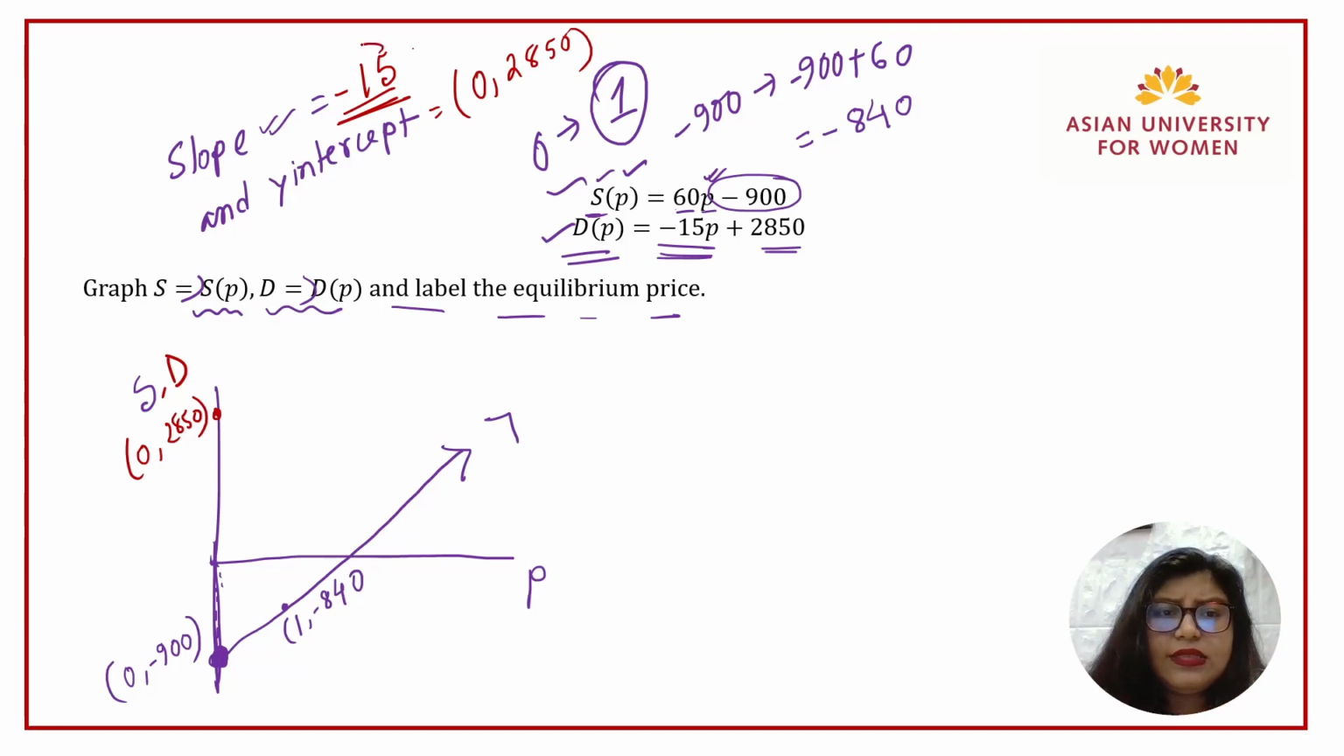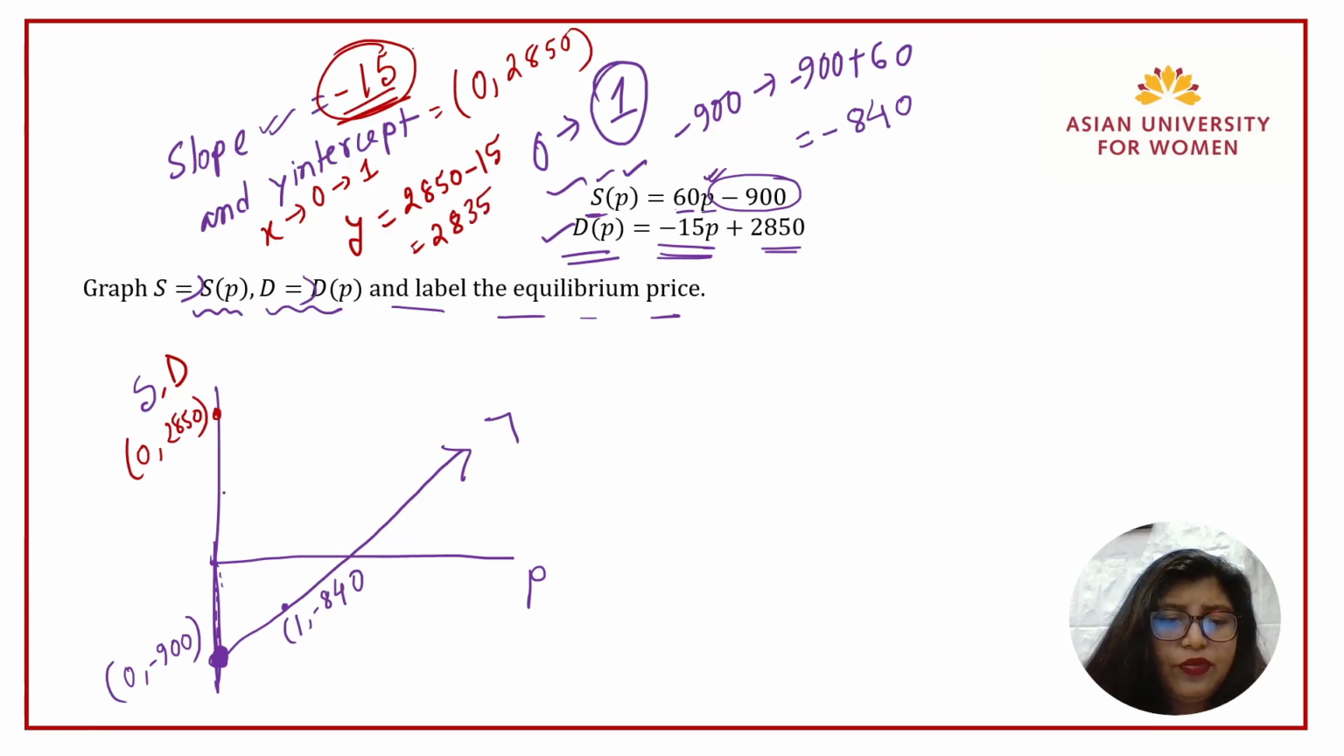Since the slope is negative, for x going from 0 to 1, y will be 15 units down: 2850 minus 15 is 2835. So for a 1 unit change, the point is 1, 2835. So you can see this is how it goes, right?